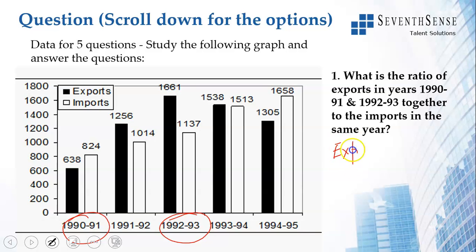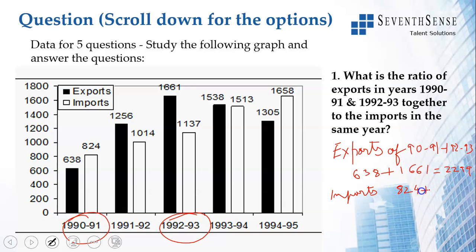So exports of 1990-91 plus 92-93 together. The exports in 1990-91 is 638, and in 92-93 is 1661. If you add this, you will get 2299. Okay, what is imports of the same 2 years? Imports will be 824 plus 1137, which gives 1961.